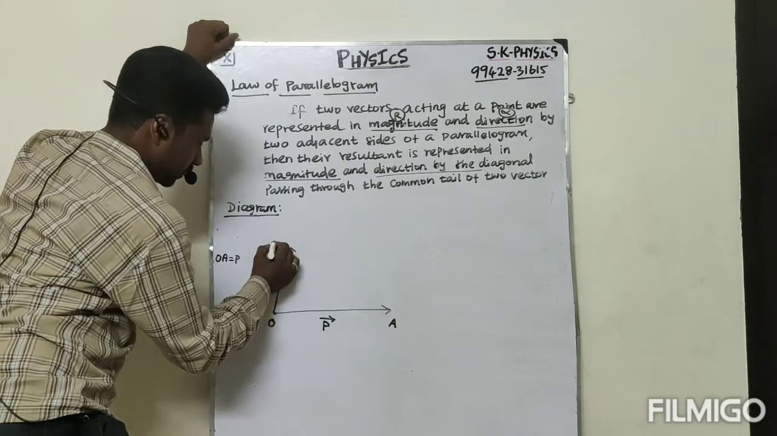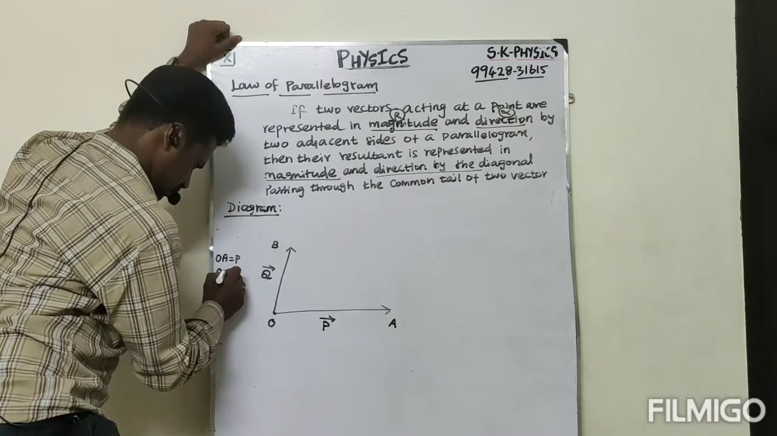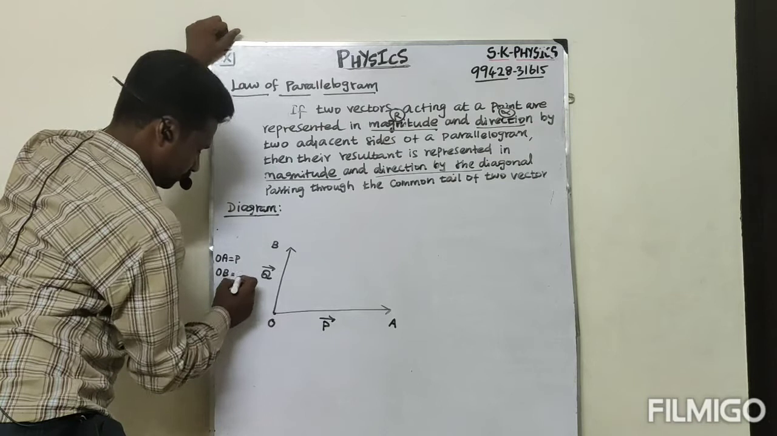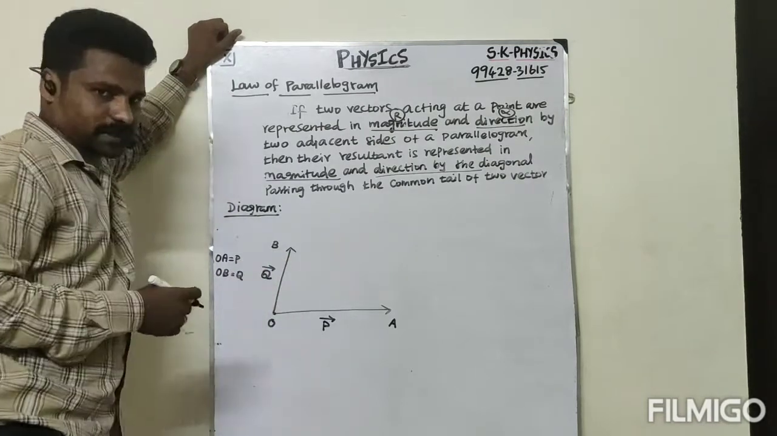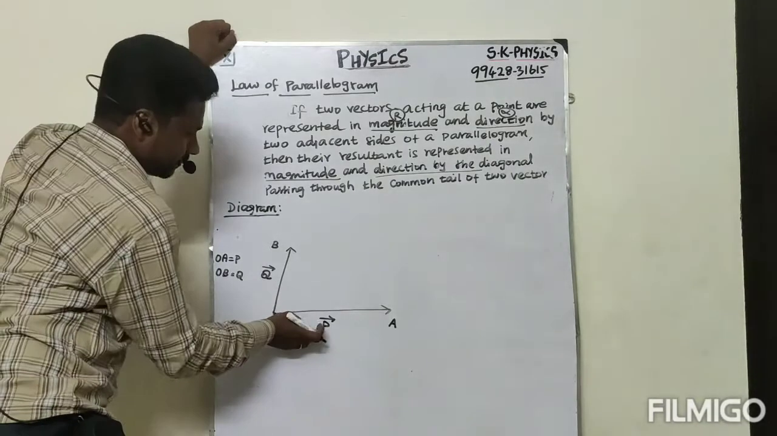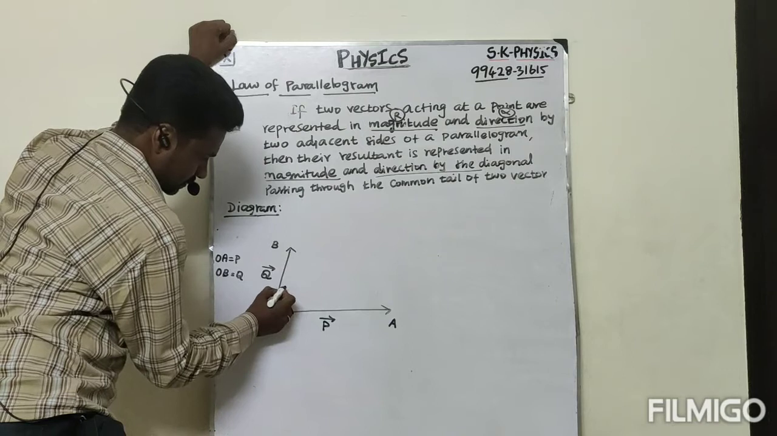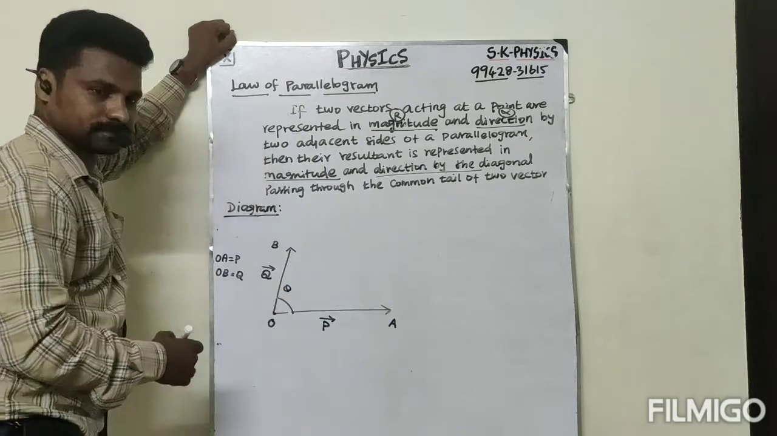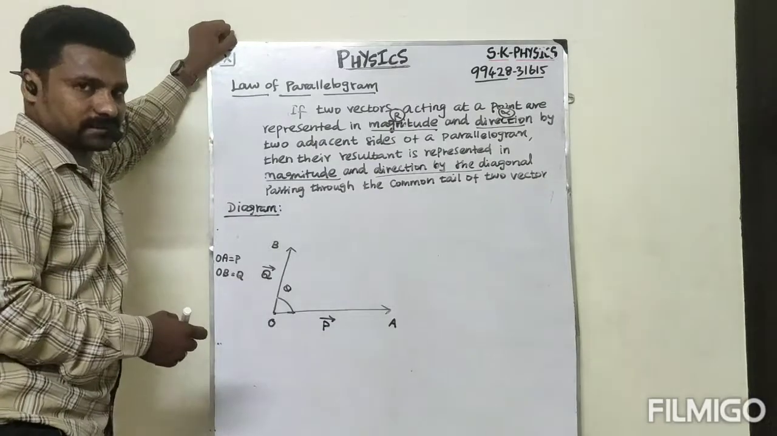Okay, this is the point B. So we can write OB is equal to Q, or OP vector equal to Q vector. Now the angle between P vector and Q vector is theta.